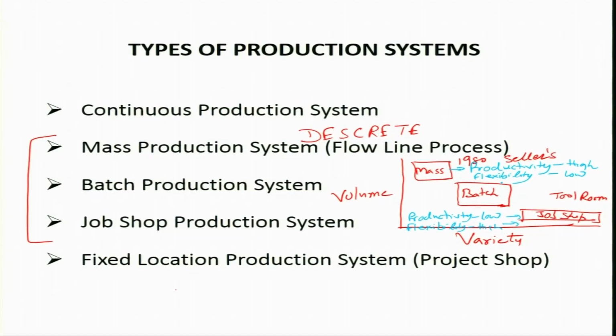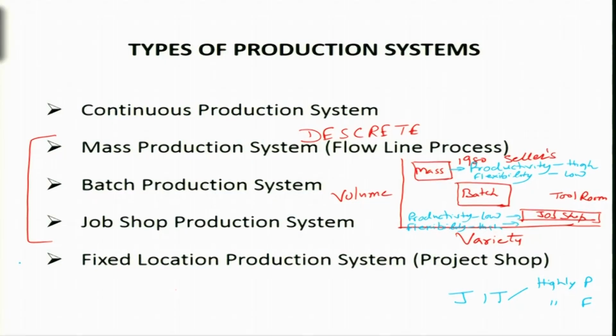So, on one extreme we have the mass production system, which is highly productive, but less flexible. On the other extreme we have a job shop system, which is less productive, but has high flexibility. We will study the JIT production system in the next slide. The foundation of the JIT production system is to develop something which is highly productive as well as highly flexible. So, that is the feature of JIT production, we will see that.